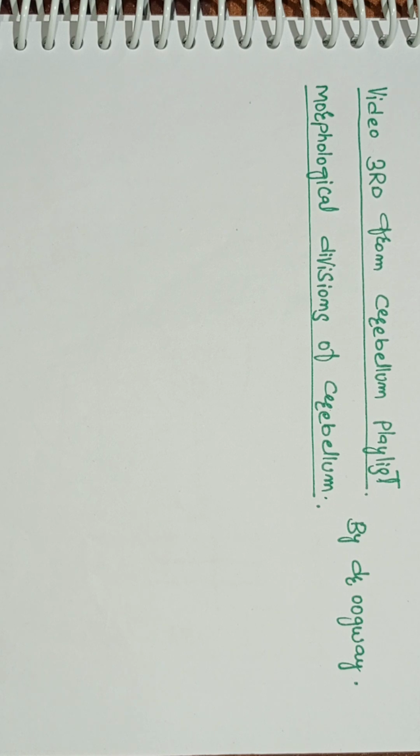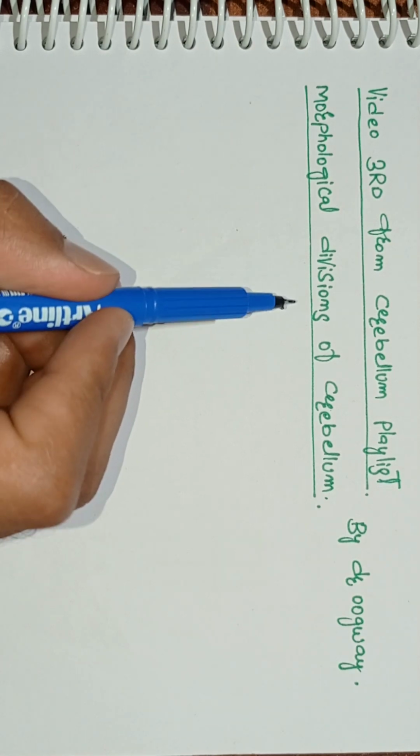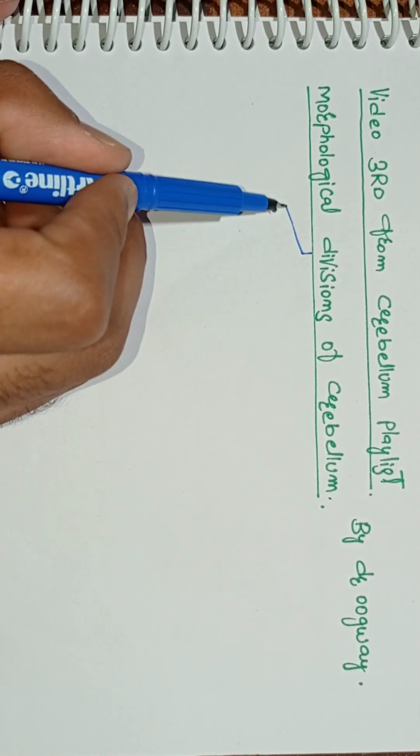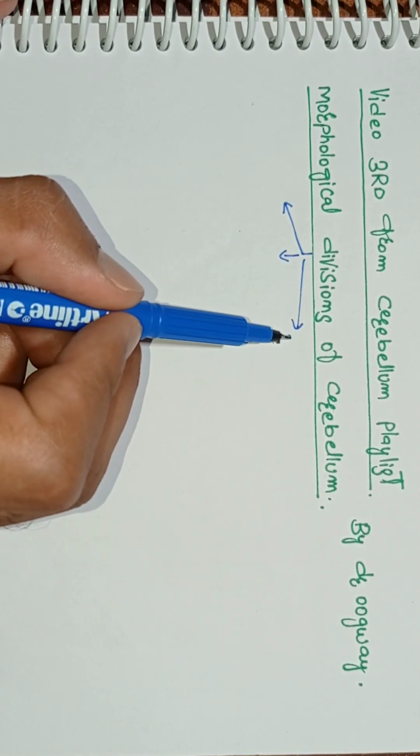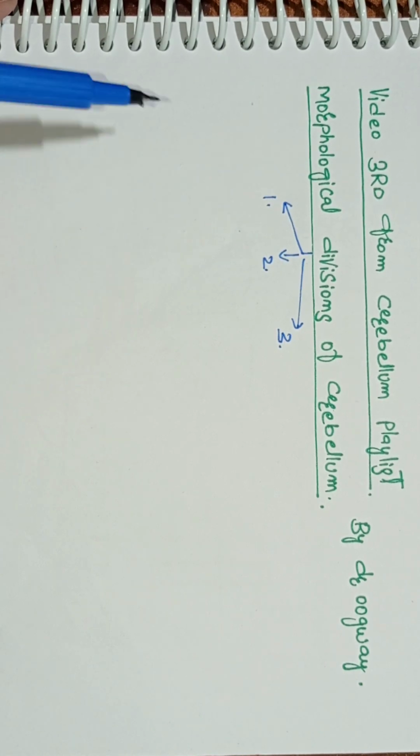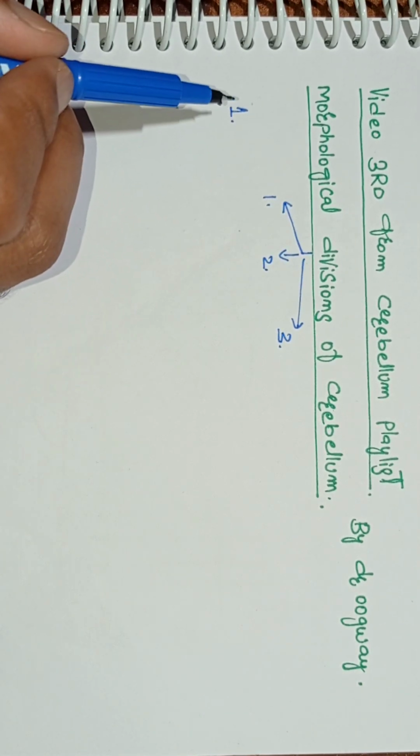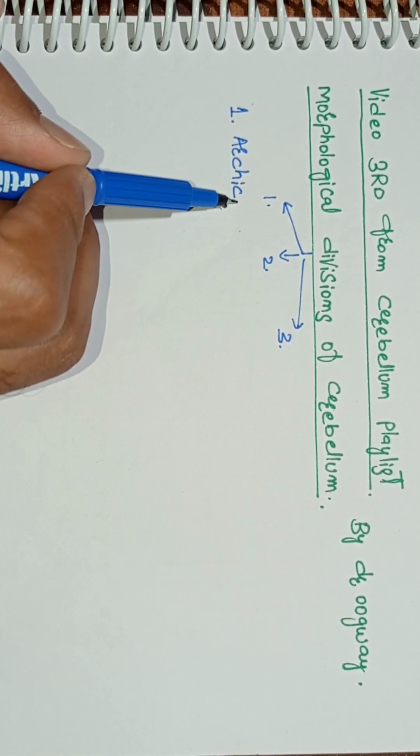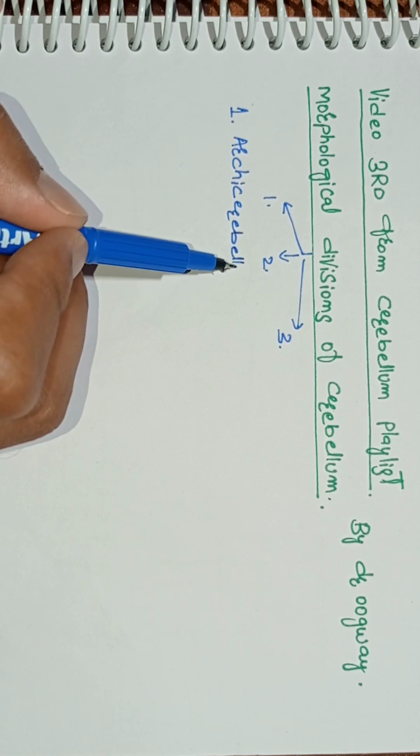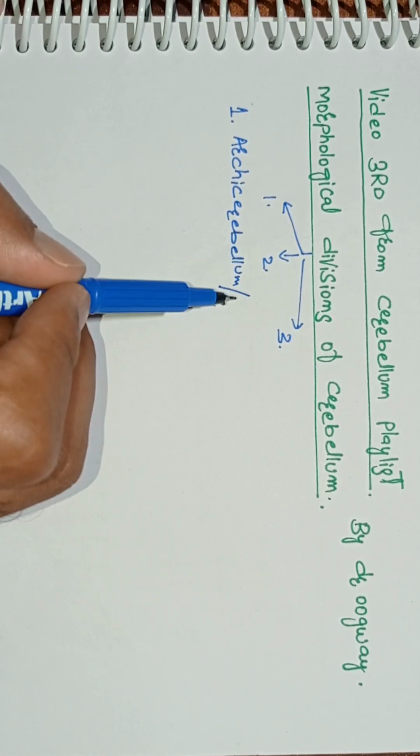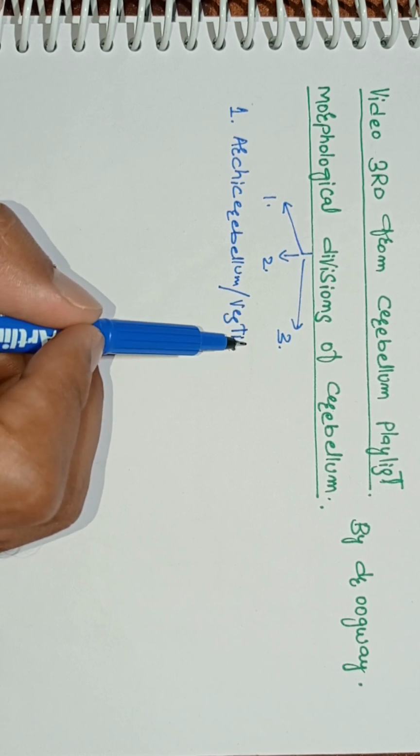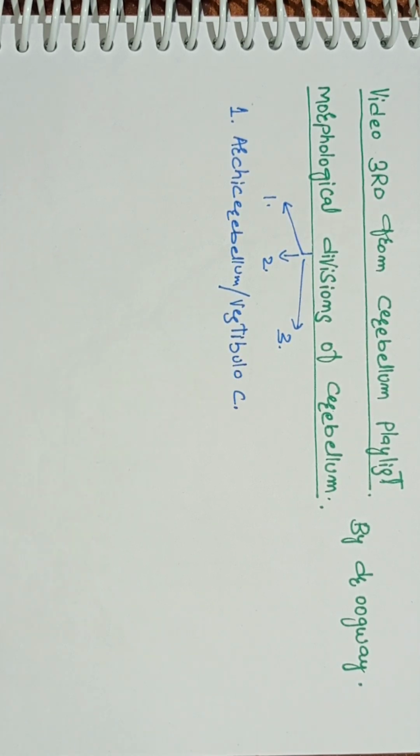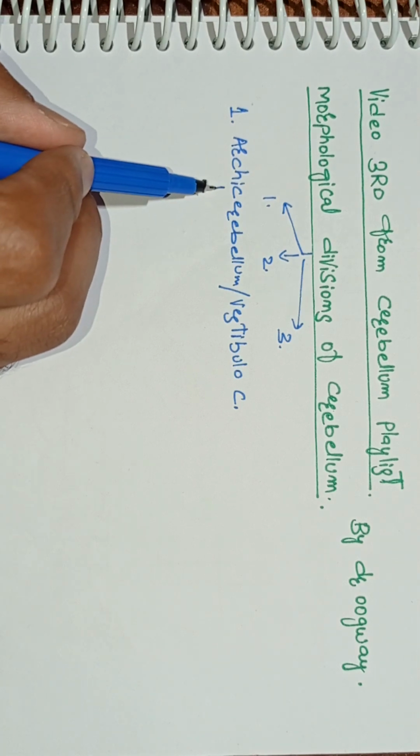And in this video, we are going to talk about the morphological divisions of the cerebellum. There are three morphological divisions of the cerebellum: one, two, and three. What is the first morphological division? That's called the archiocerebellum. It is also known as the vestibulocerebellum. Vestibulo because it is associated with balance.